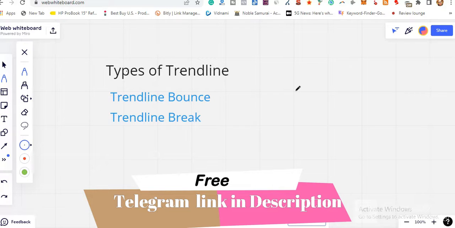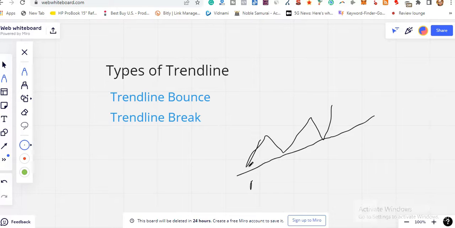A trend line bounce is when the market bounces on a trend line multiple times. So this is what I mean. Let's say, for example, this is the trend line, and this is an uptrend. The market is moving like this, and it comes and bounces. It moves up again, it pulls back and bounces on the trend line. It goes again, it pulls back and bounces on the trend line, and that is what we call trend line bounce.